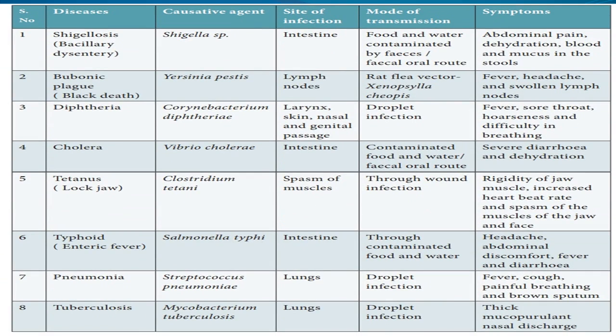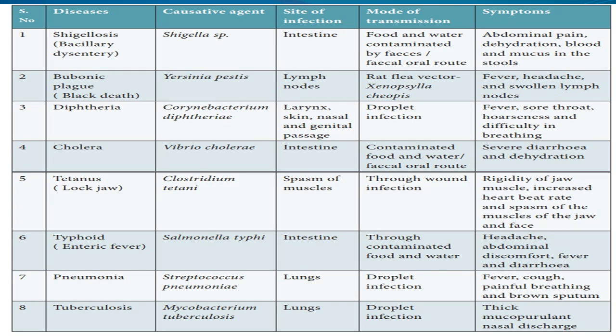Now let us look into certain diseases, their causative organisms, which organ that particular disease affects, how the disease is spread, and what the symptoms are. If I quote a few diseases, for example, cholera. Cholera is a bacterial disease caused by a bacterium called Vibrio cholerae, which affects the intestine. This disease spreads through contaminated food and water, and symptoms are severe diarrhea and dehydration.